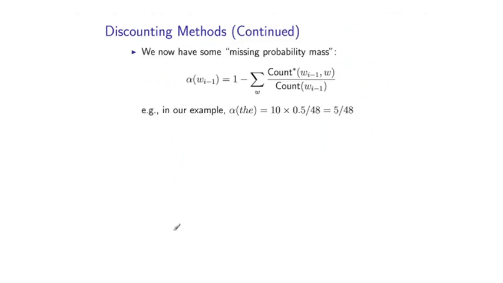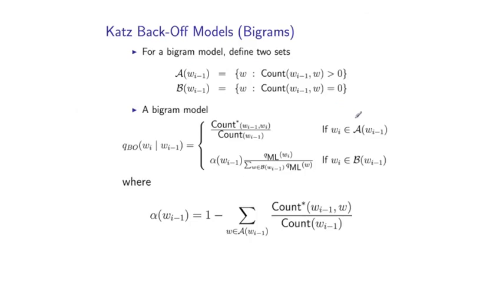So a little bit more formally, we'll define for any word w_{i-1}, alpha of w_{i-1} to be this missing probability mass. And this is defined as 1 minus, here I have a sum over w, count star of w_{i-1}, w divided by count of w_{i-1}. So in the particular example I just showed you, you can verify that this missing probability mass is in fact 5 out of 48.